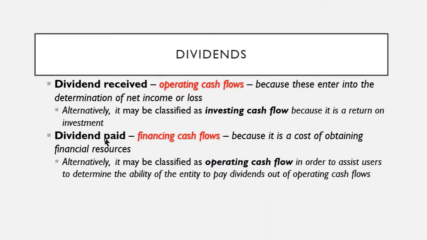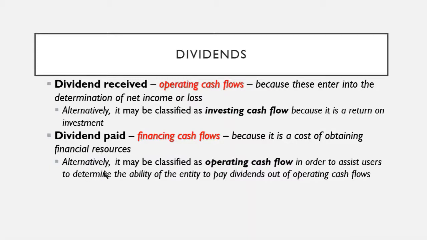If it is a dividend paid, as a general rule, it's a financing cash flow because it is a cost of obtaining financial resources. Okay? So when you issue the shares, that is an equity financing. And we pay for dividends coming from those investments made by our shareholders. So that is a financing activity, so it is also a financing cash flow.